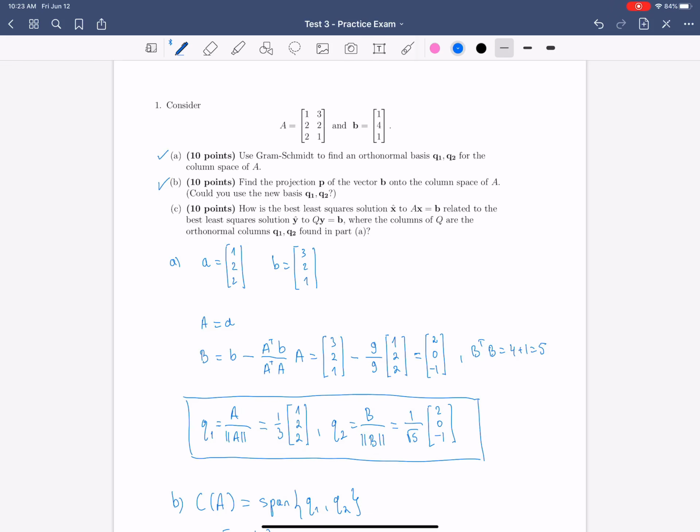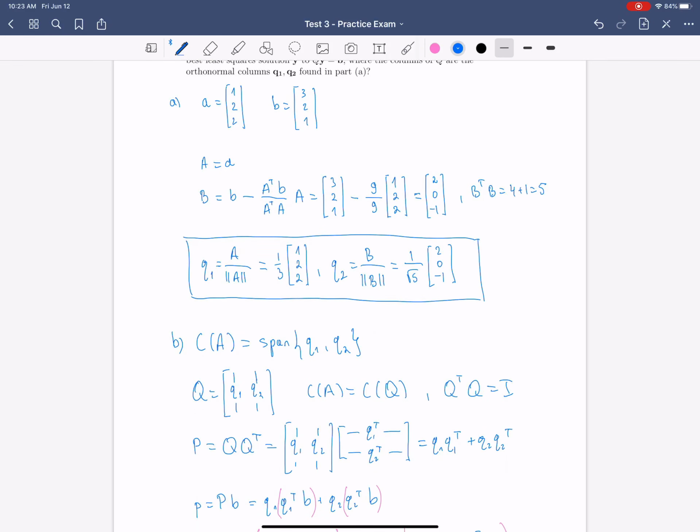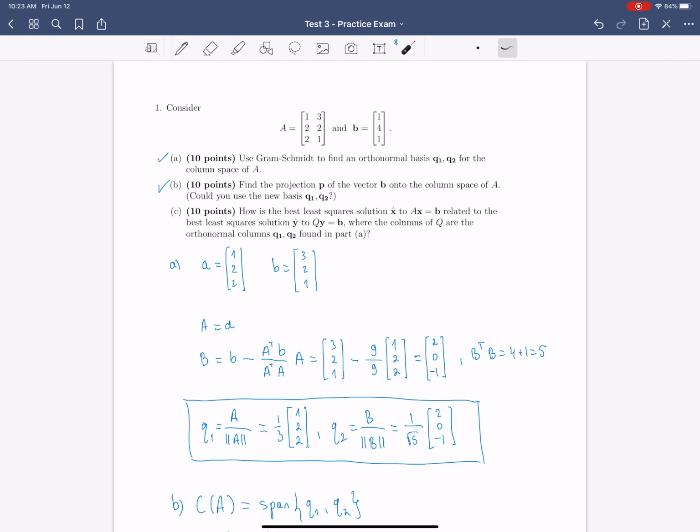Okay, now what about C? How is the best least square solution X hat to AX equals B related to the best least square solution Y hat to QY equals B, where the columns of Q are the orthonormal columns Q1, Q2 found in part A? So that Q mentioned is really this Q that we have here, right? So we want to see how the two solutions relate. Namely, if you find X hat and if you find Y hat, how do you move from one to the other?